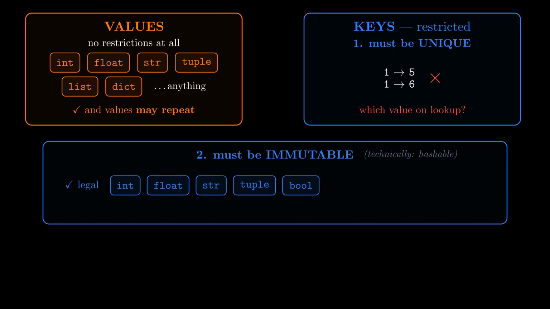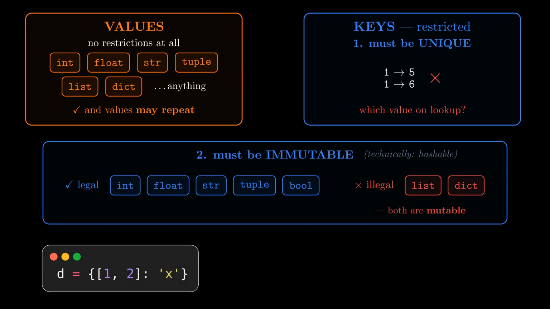An int, a float, a string, a tuple, or a bool can all be keys. A list cannot, and neither can a dictionary, because those are mutable. Try to use a list as a key and Python raises a type error, complaining that the type is unhashable.